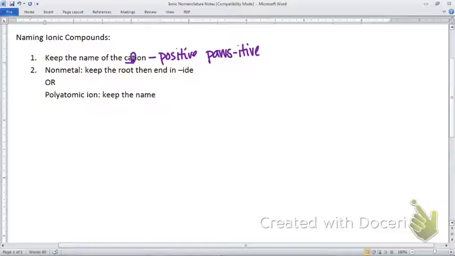The second part of an ionic compound is the negative part, and that is called an anion. The way I like to remember anion is that it is a negative ion.